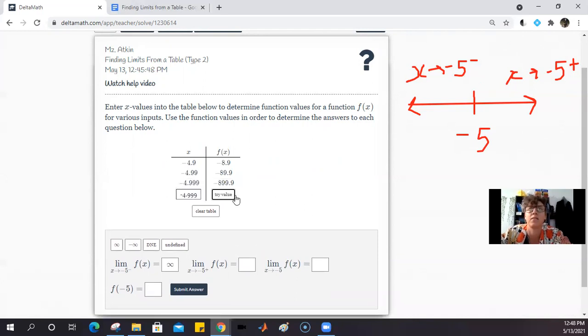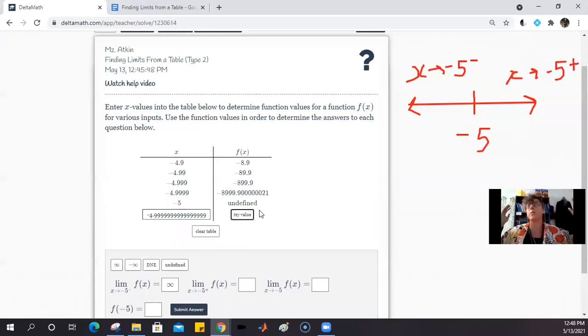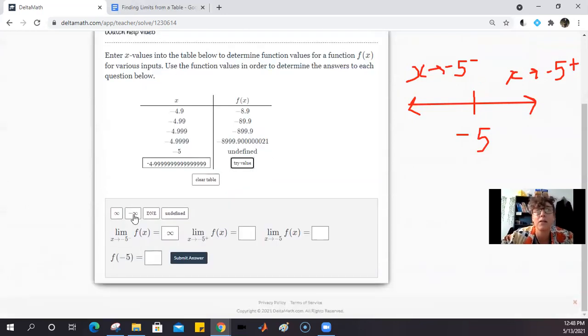Even bigger negative. Even bigger negative. Just throw a bunch of 9s in there. Make it the biggest negative I'm allowed. I'm betting... and undefined again. What's happening here? Well, this is getting more and more negative as we get closer and closer to -5 from the right. So the limit as x approaches -5 from the right is negative infinity.